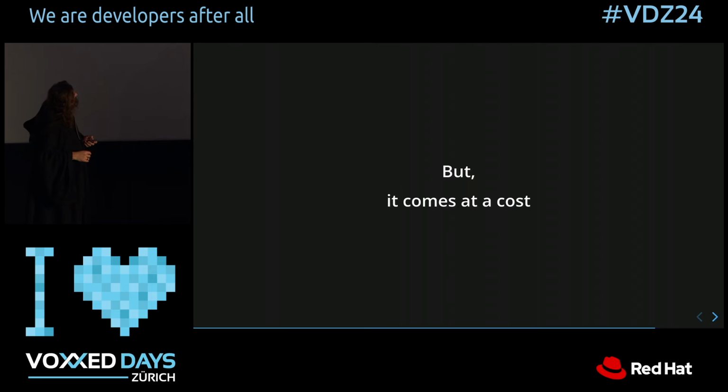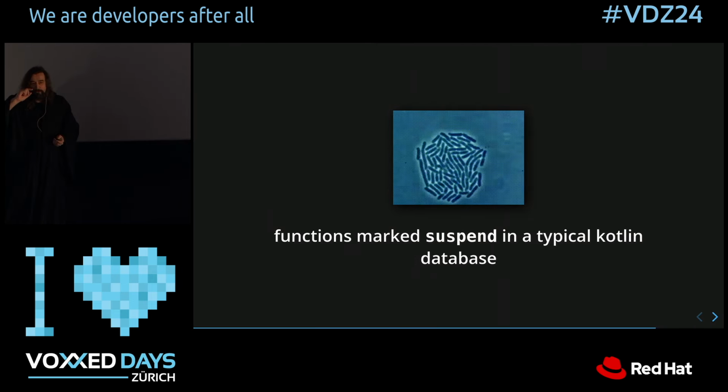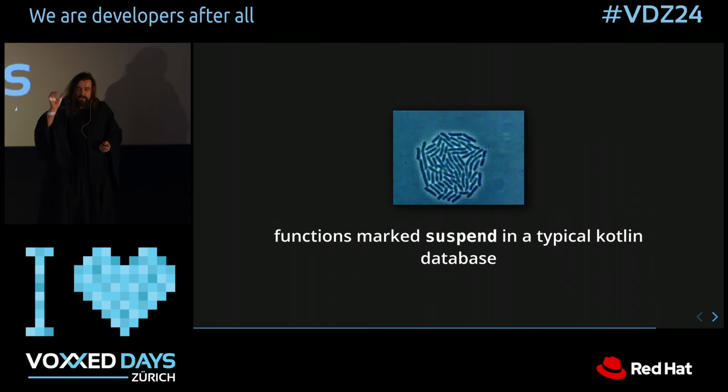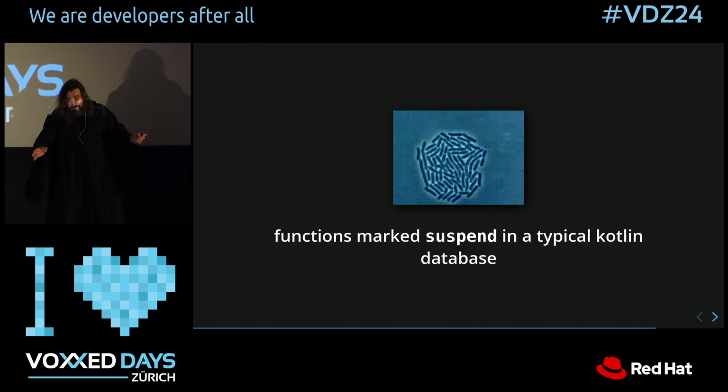So everything comes at a cost, and suspend. One reason why I hate coroutines, because you know what? Coroutines have this funny thing: if you have a suspend method, so you mark it as able to be used as a coroutine, you can only call it from another coroutine suspend method. You know what happens with the code? Everything becomes suspend, just in case someone would call suspend inside.